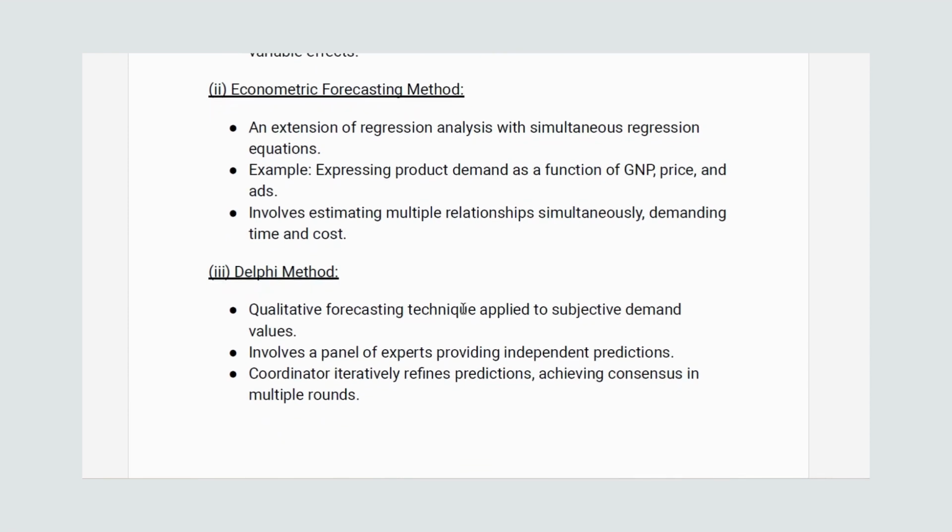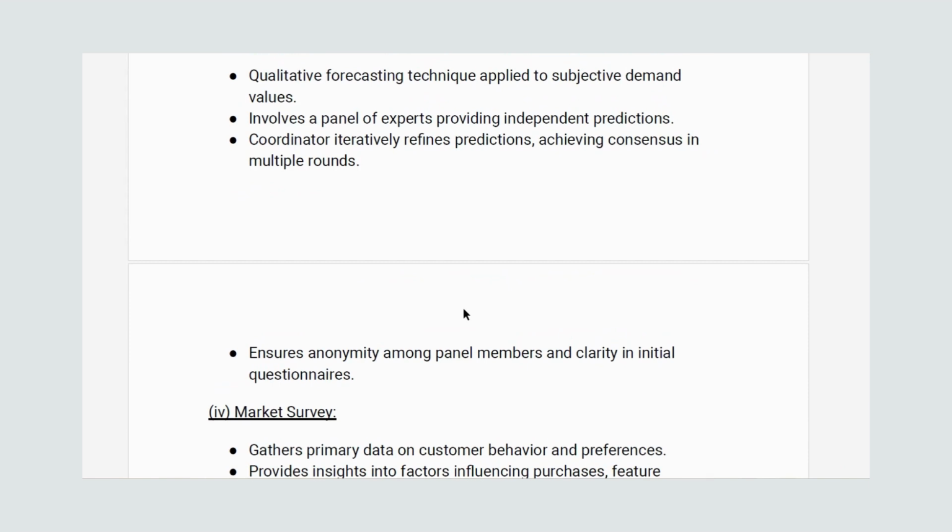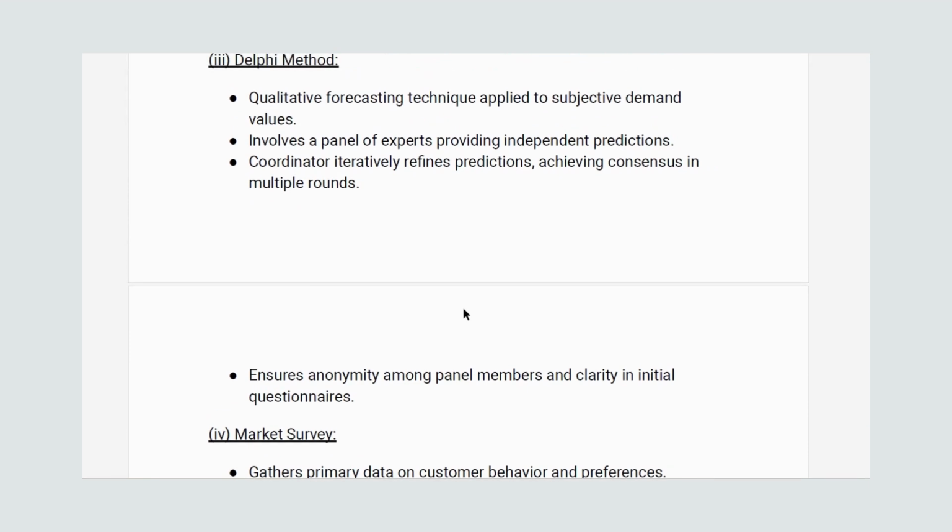The next is the Delphi method. This is a qualitative forecasting technique applied to subjective demand values. It involves a panel of experts providing independent predictions. The coordinator iteratively refines predictions, achieving consensus in multiple rounds. Also, it ensures anonymity among panel members and clarity in initial questionnaires.